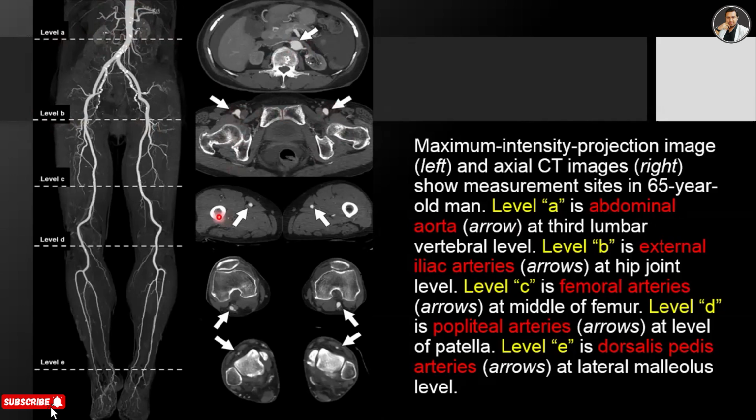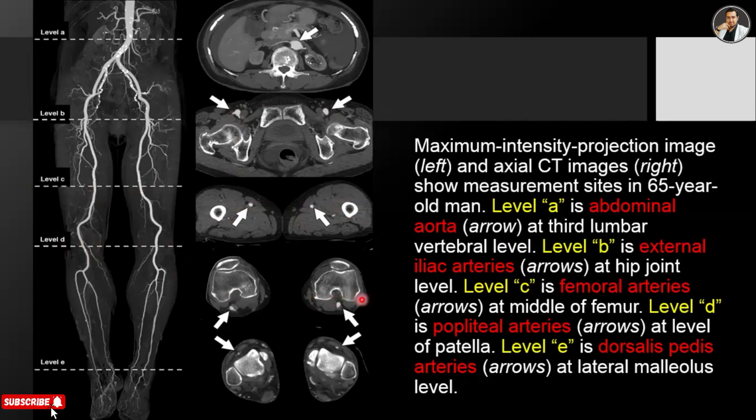Then we come to level C. We see the two arteries. These two arteries are called femoral arteries. This is the femoral bone and this is the femoral artery. Then we come to level D. This is level D and this is level E.